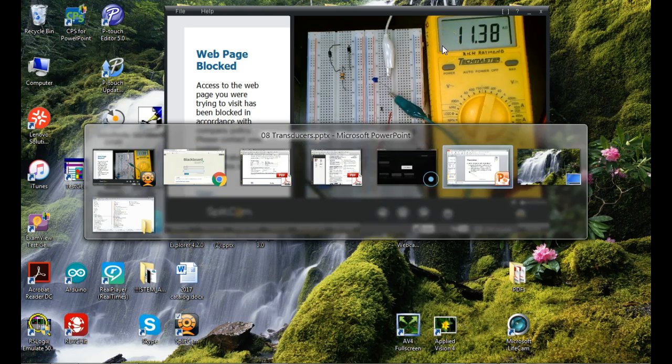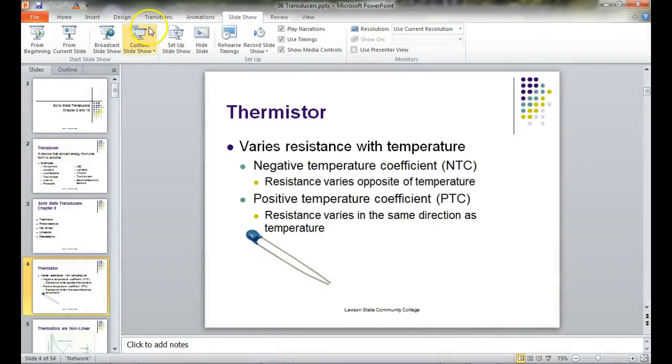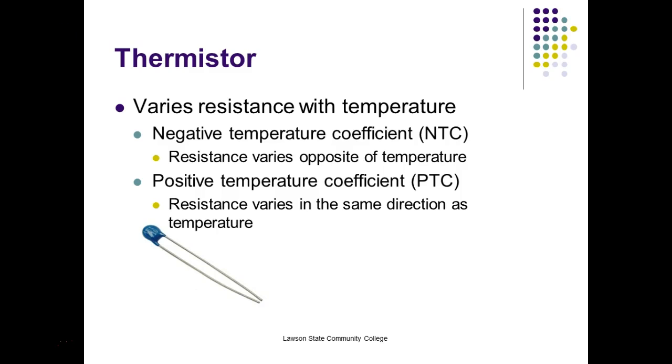Let's look at that. We can get it in different ways. So a negative temperature coefficient, this resistance varies opposite of the temperature. That means if the temperature goes up, the resistance goes down, right? A PTC, or positive temperature coefficient thermistor, means it would vary in the same direction. As the temperature goes up, the resistance would go up. The predominant one you'll find out there is the NTC.